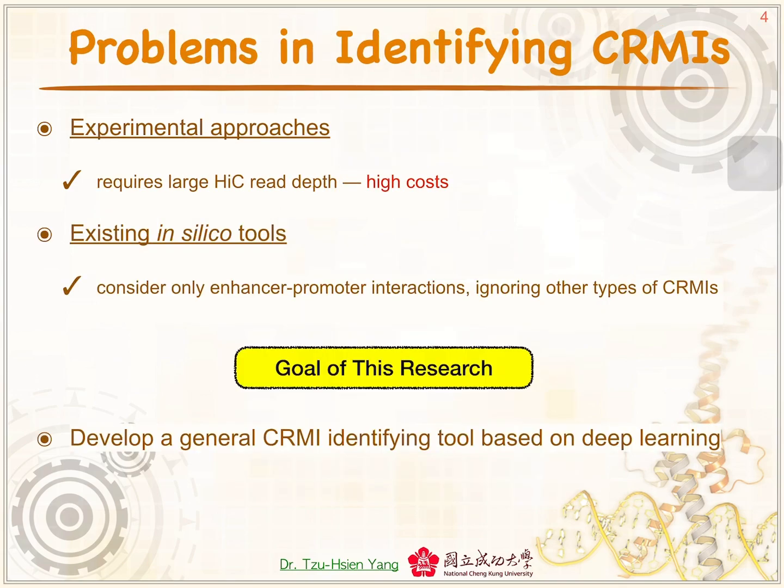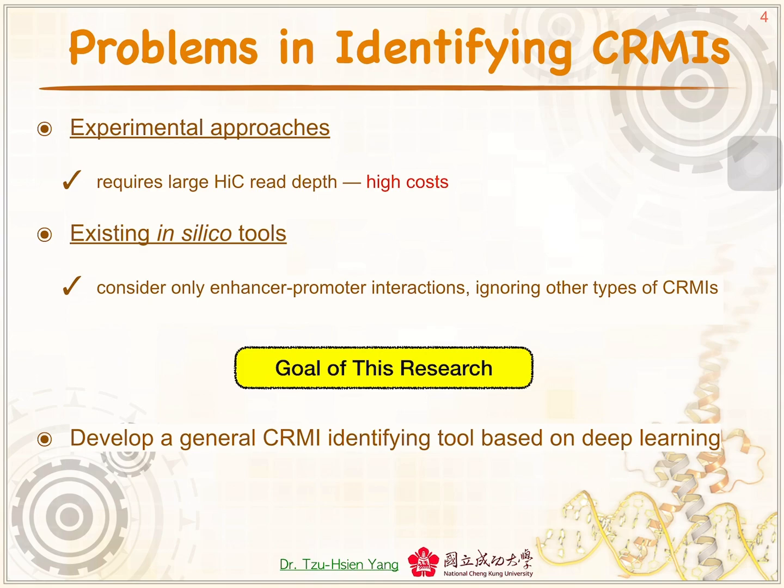In order to study the interactions among CRMs, we can resort to experimental approaches. For example, we can use chromosome conformation capture sequencing technologies or the Hi-C techniques to probe the interactions among DNA regions. But if we want to apply Hi-C to identify CRM interactions, it will require very large Hi-C sequencing reads, which means that it will cost a lot of money if we want to perform such experiments. So a better idea is to try to use some computational tools to prescreen the possible candidates.